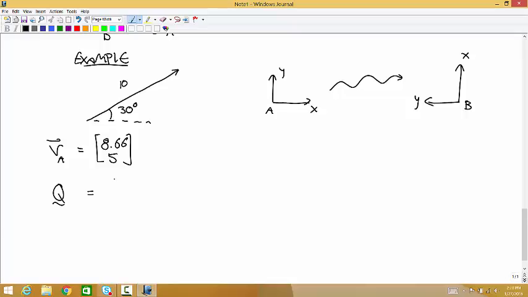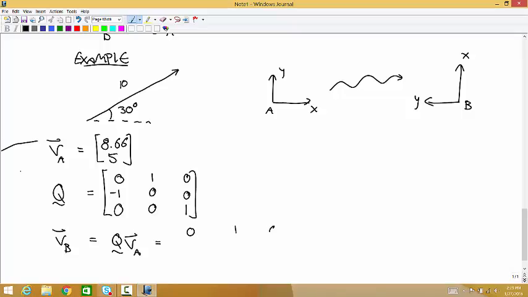Yep. So 0, -1, 0, that's the first column. And to an observer in B, what would be the components of the y-axis of A? Positive x, so 1, 0, 0. And then the z's are the same, right? So 0, 0, 1. And so now VB is equal to Q times VA.